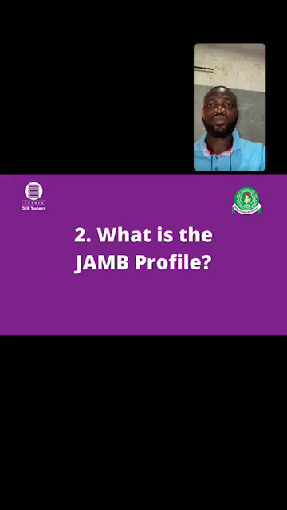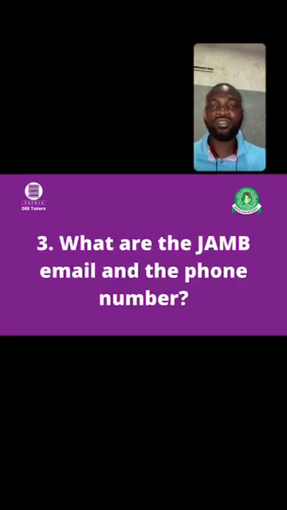And also, we have another frequently asked question by students. What are the Jamb email and the phone number? Your Jamb phone number is the number you use to generate your profile code. If you want to generate your profile code, you write NIN in capital letters, leave a space, write your NIN number, and send it to 55019 or 66019.